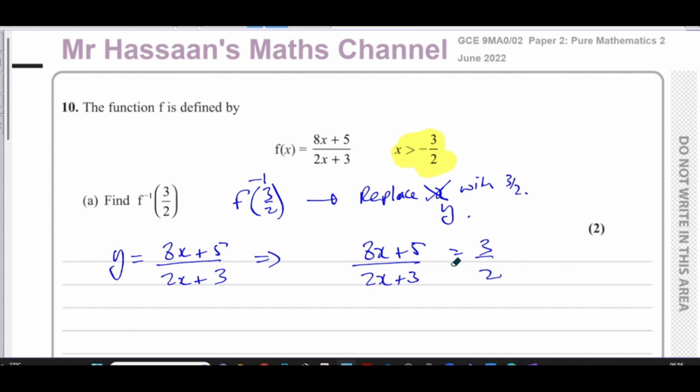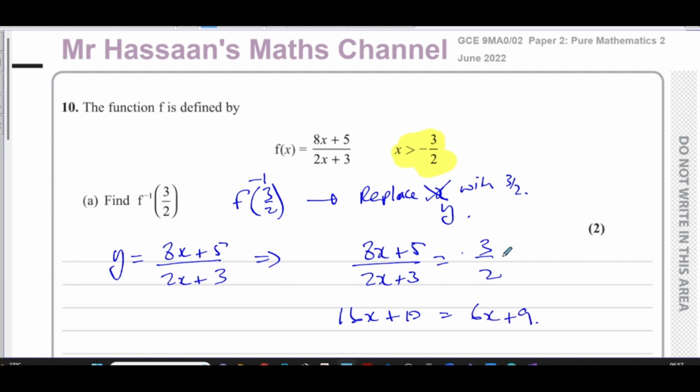Now when I solve that for x, it's going to give me the value of f inverse of 3/2. The x value I get from this will be my answer. So I'm going to now cross multiply. 2 times this gives me 16x plus 10, and 3 times 2x plus 3 gives me 6x plus 9.